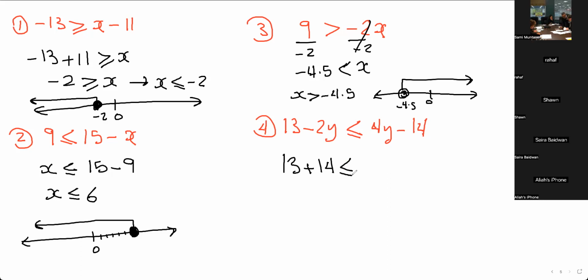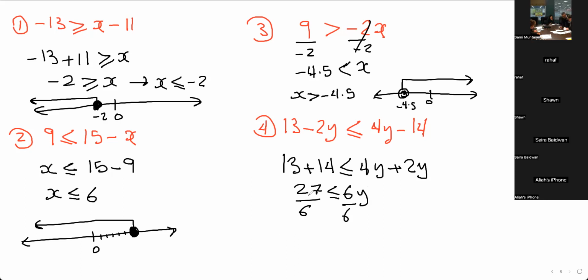And you have less than or equal. I'm keeping the 4y on this side, but at the same time, I'm moving the negative 2y to the other side of the inequality sign. So it's negative 2y minus 2y here. If it moves, it's going to become plus 2y. 13 plus 14 is 27, is less than or equal to 6y. Now divide both sides by 6.